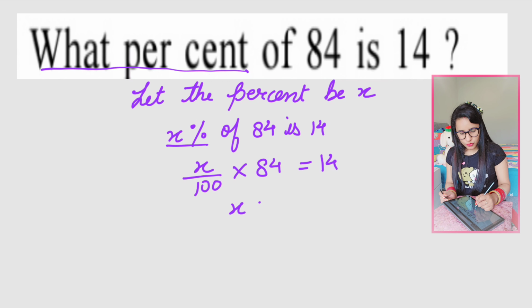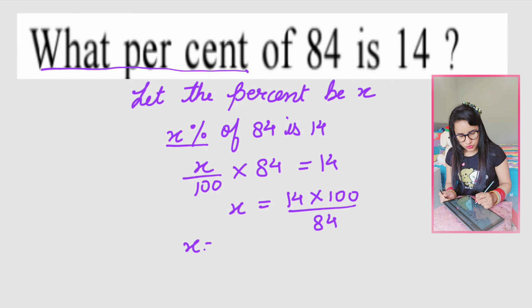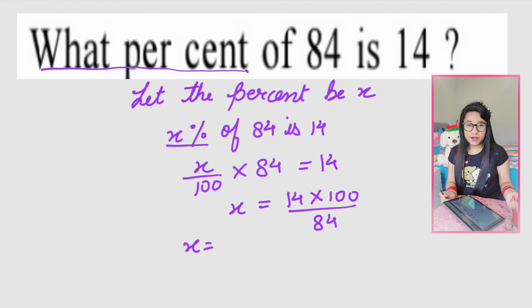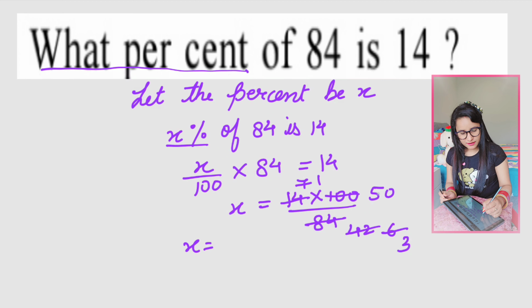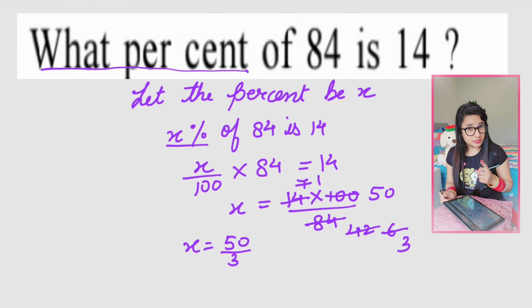Simple. Now cross multiply the numbers. 14 into 100 upon 84. Now you simply have to solve it and you will get the answer. So let's solve it with 2 7 times, 42 times. This will go by 7, 6 times, and 100 upon 6 will further get solved with 2, 3 times, and 50. 50 upon 3. Is that your answer?